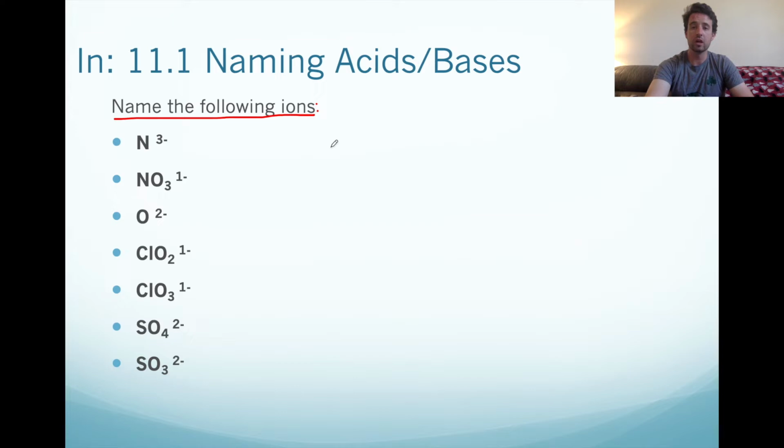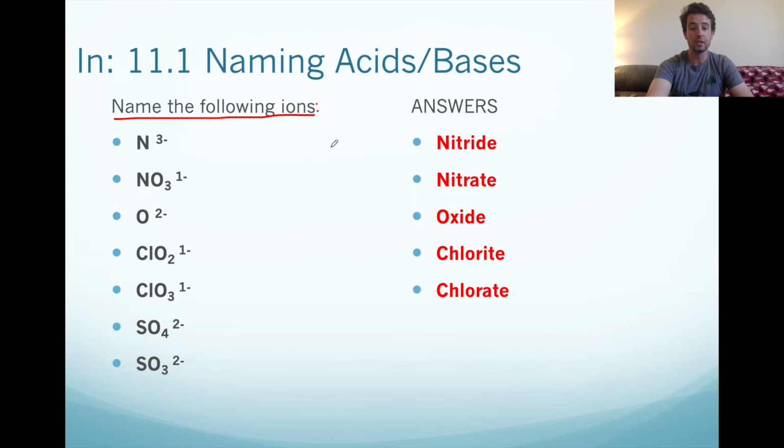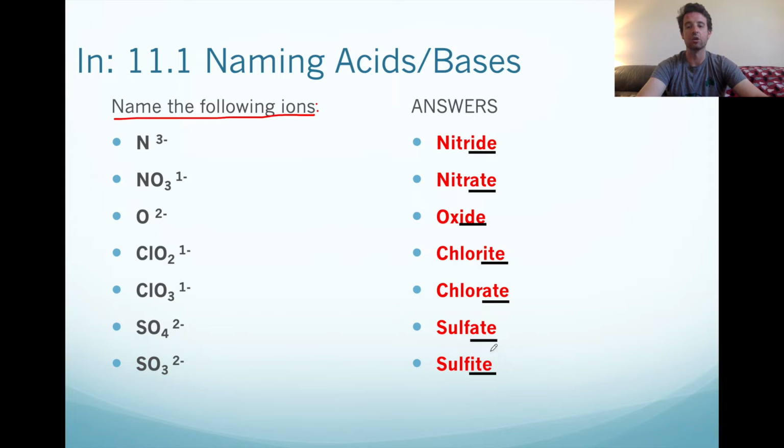Here are the names of the ions. We've got nitride, nitrate, oxide, chlorite, chlorate, sulfate, and sulfite. Now, the reason why I had you look up all these definitions is not because I enjoy busy work, but because if you look at the endings that are underlined, you'll see that there are really only three different endings here.